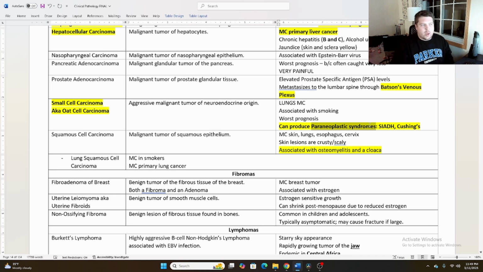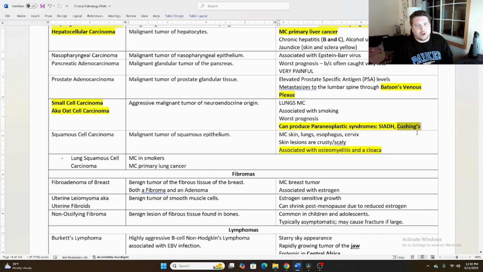Tumors have a funny way of giving off extra chemicals, extra bits and proteins and stuff that can wreak havoc in other parts of the body. Most commonly, the question that will get asked, it's associated with Cushing's.